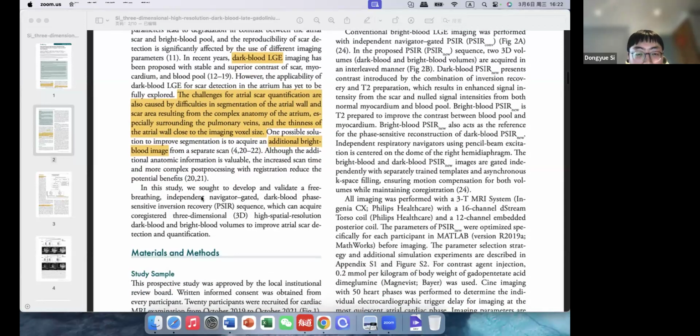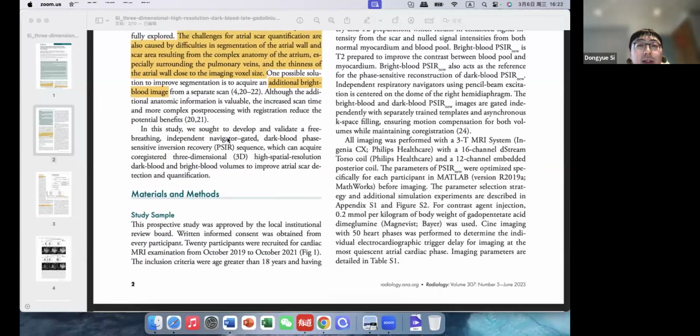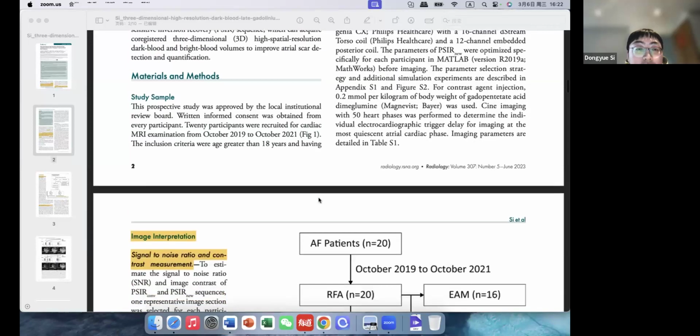So in this study, we developed a dark blood PSIR image sequence that can acquire and co-register the 3D high-resolution dark blood and bright blood images to improve the atrial scar detection.